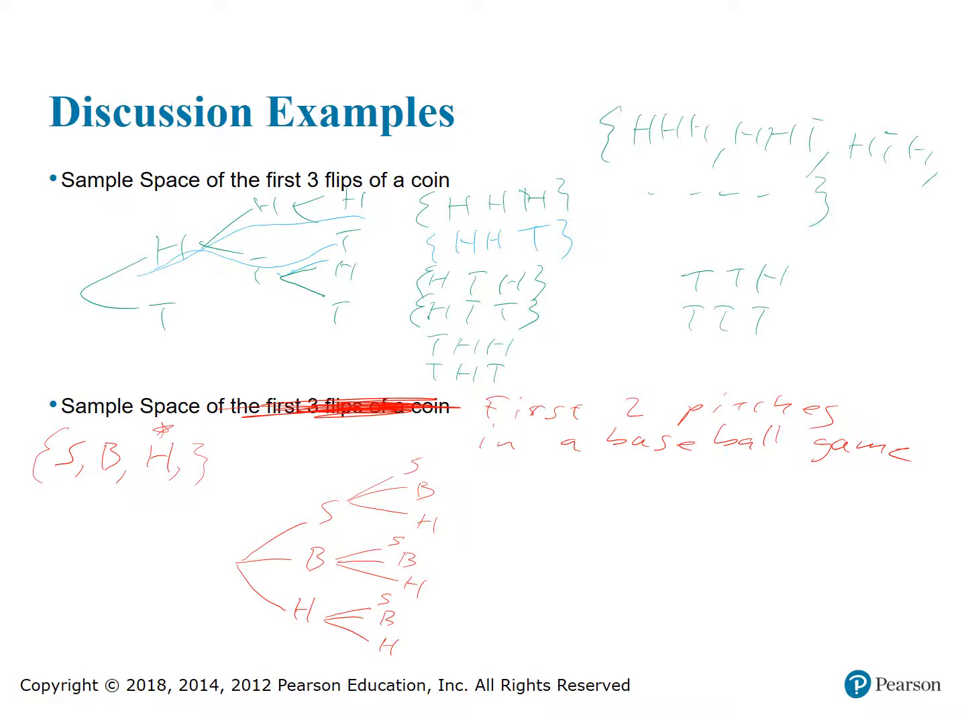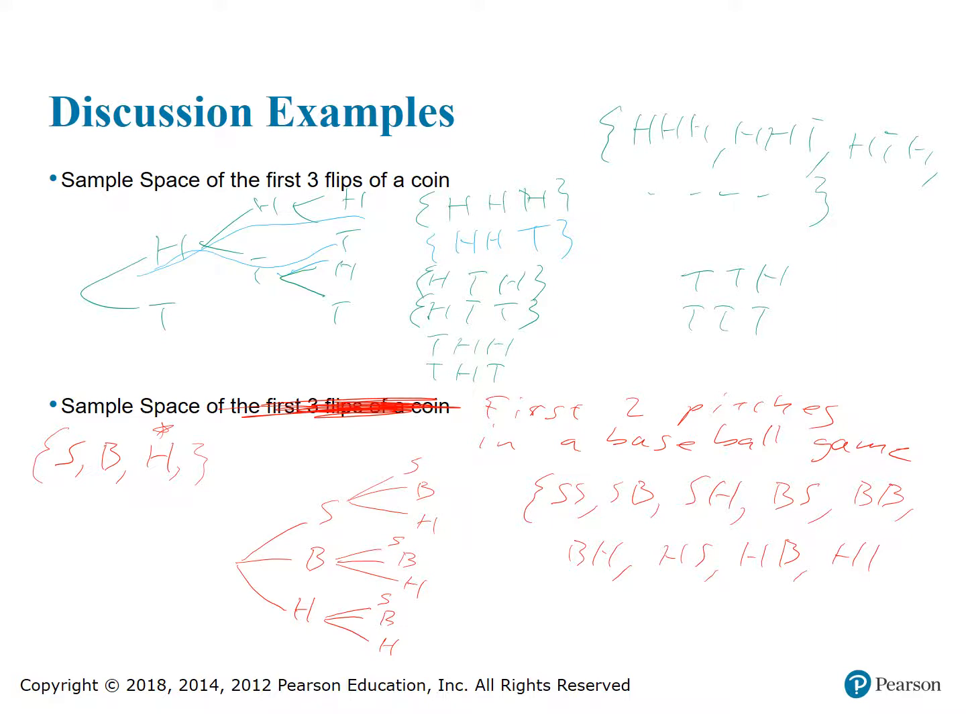And so to construct our sample space, we would just list off each event. There could be a strike, a strike ball, strike hit, ball strike, ball ball, ball hit, hit strike, hit ball, or there could be a, well, there can't be a hit, can there?